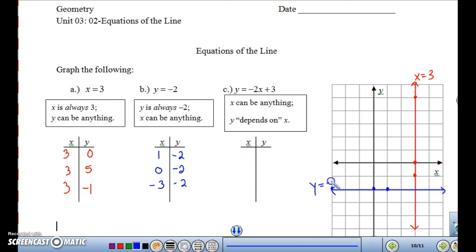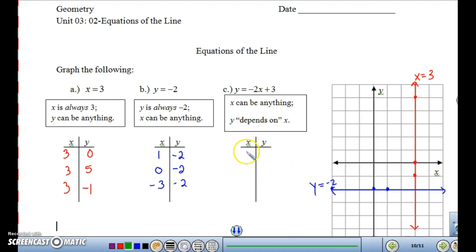Now, if we look at y equals -2x plus 3, it doesn't say what x and y have to be. It says x can be anything, but y depends on x. X is sometimes called the independent variable. It's because x can be anything, but to find y, you have to use whatever x you have to find the y based on your formula. So x is the independent variable, and y is the dependent variable. It depends on what x is. So we can make x anything.